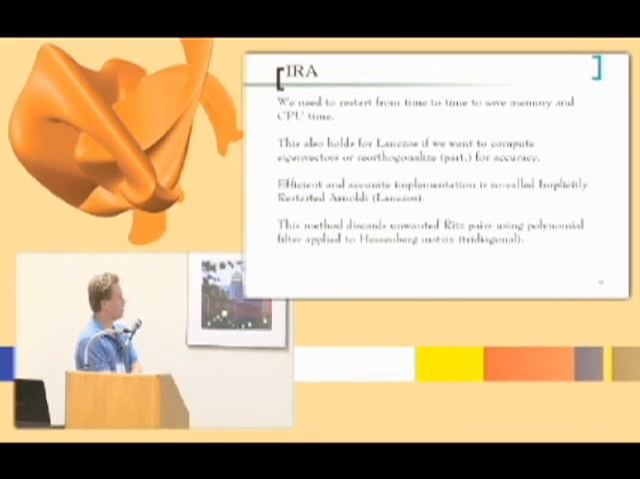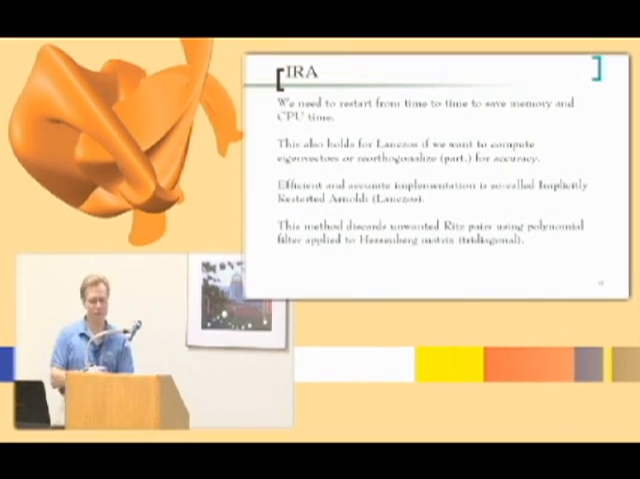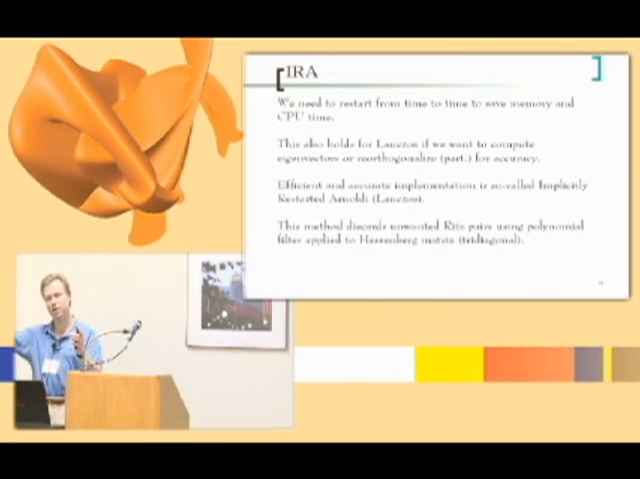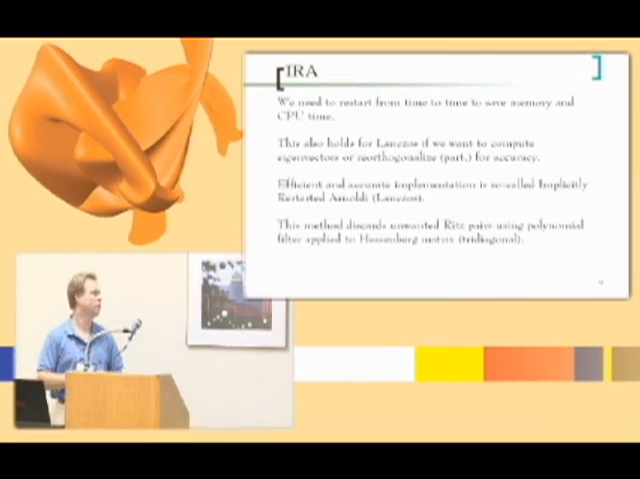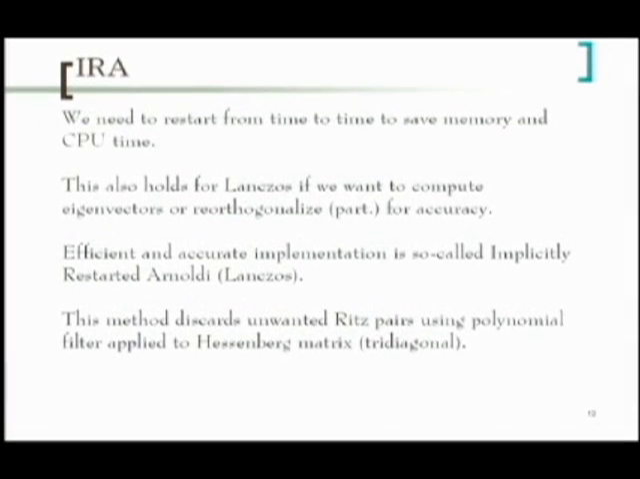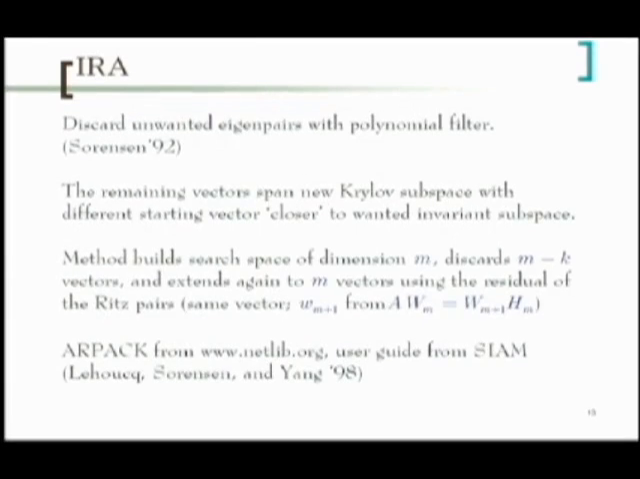So the basic idea is, I mentioned this idea of truncating, right? You do m steps, you find the k eigenvalues and eigenvectors you're interested in, you throw everything else away, and then you keep on extending the basis using this residual. This is just a very elegant way, in some sense, of doing that. The method discards unwanted Ritz pairs using a polynomial filter applied to this Hessenberg matrix, which is this small m plus 1 by m matrix. There are slightly different things you can do. You can really discard unwanted eigenpairs, and I think that's the standard thing that ARPACK does.